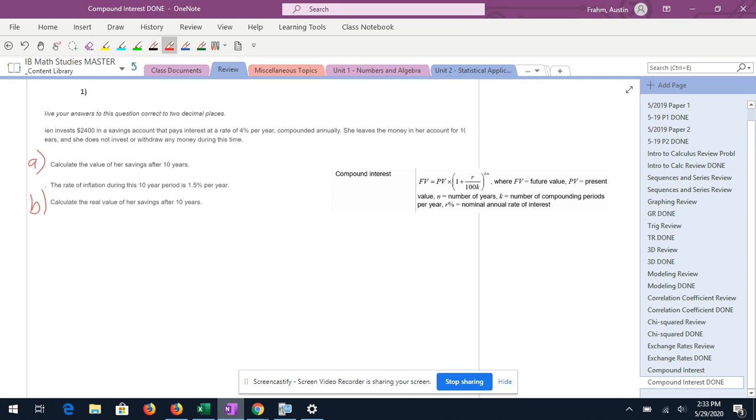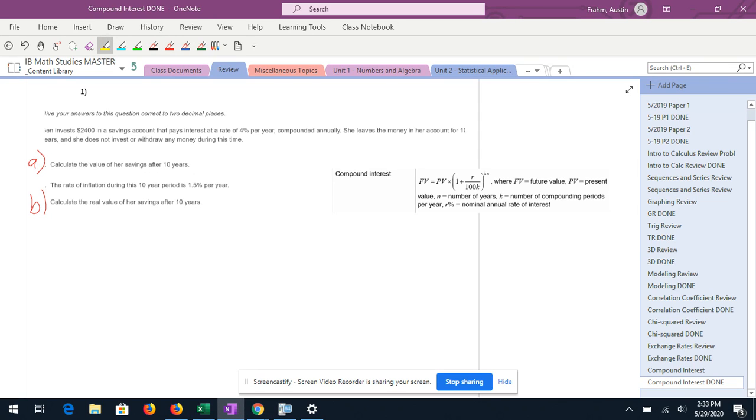All right, so problem number 1, they want to give our answers correct to 2 decimal places. It says Jen invests $2,400 in a savings account that pays interest at a rate of 4% per year compounded annually. She leaves the money in her account for 10 years, and she does not invest or withdraw any money during this time. Letter A, calculate the value of her savings after 10 years.